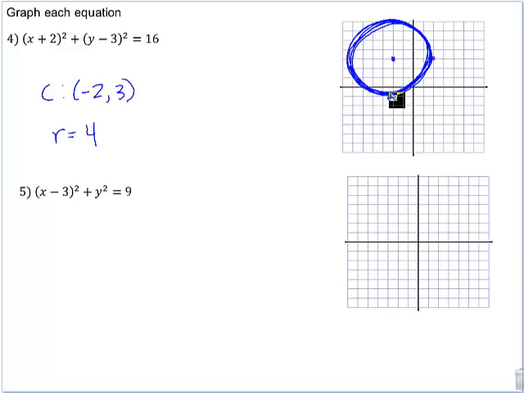Okay. Let's do the next one. Number 5. X minus 3 squared plus y squared is equal to 9. So what's the center at? 3 and 0. What's the radius going to be? 3. So you plot 3, 0. You go out 3 each way. Then you draw the best circle you can between those 4 points.